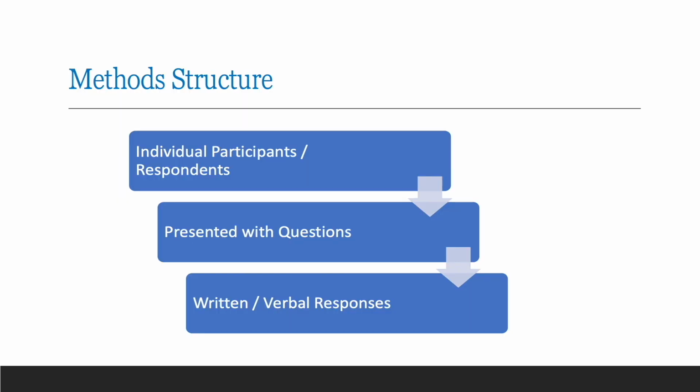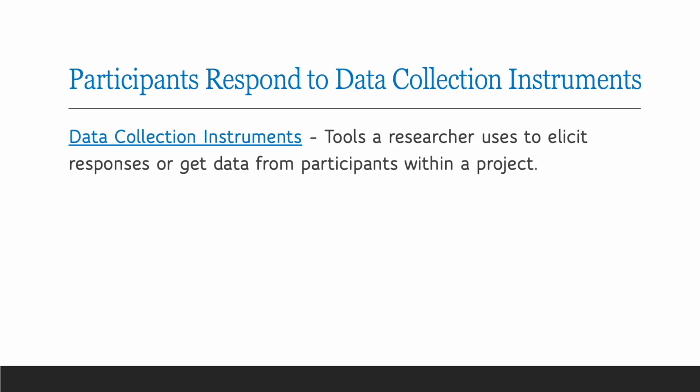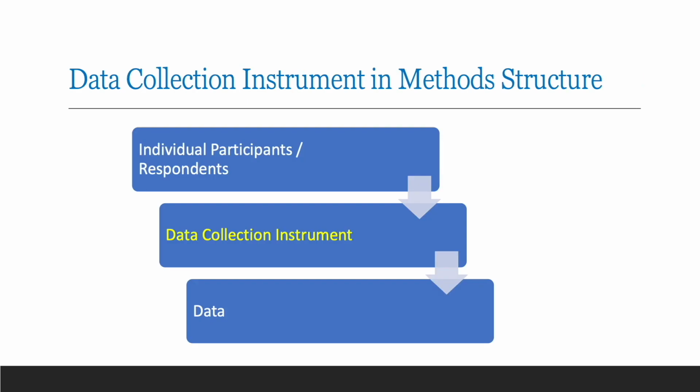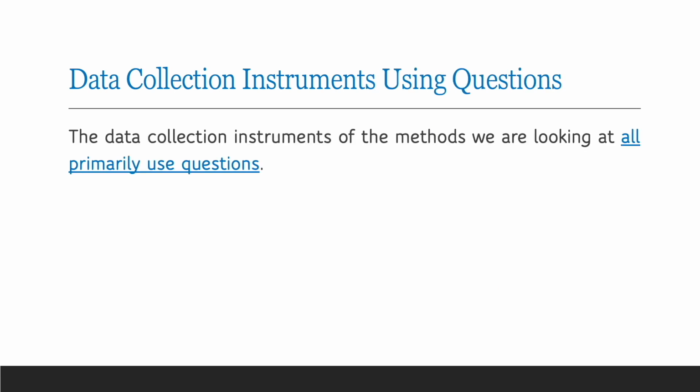The methods we were looking at all involve individual participants being asked questions and giving a written or verbal response. Data collection instruments are the tools a researcher uses to elicit responses or get data from participants within a project. These tools are what a participant responds to. For example, a survey or a set of interview questions. Another way of thinking of the 5 methods that we're focused on in this playlist is that their data collection instruments all primarily use questions presented to individual respondents. What we call these questions depends, however, on the method.